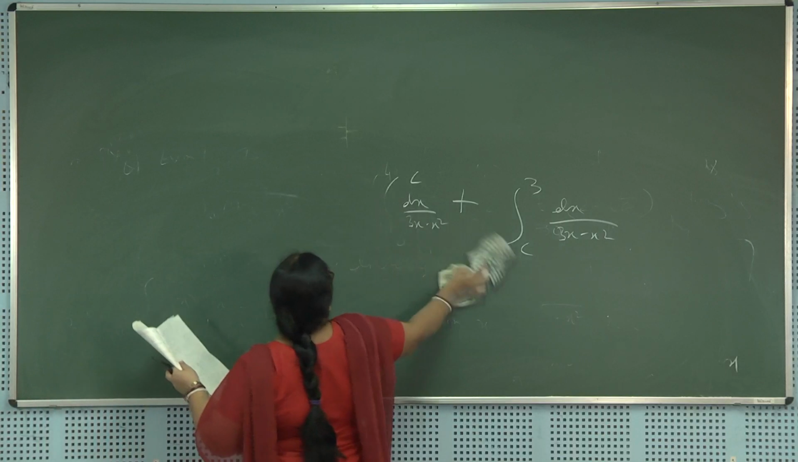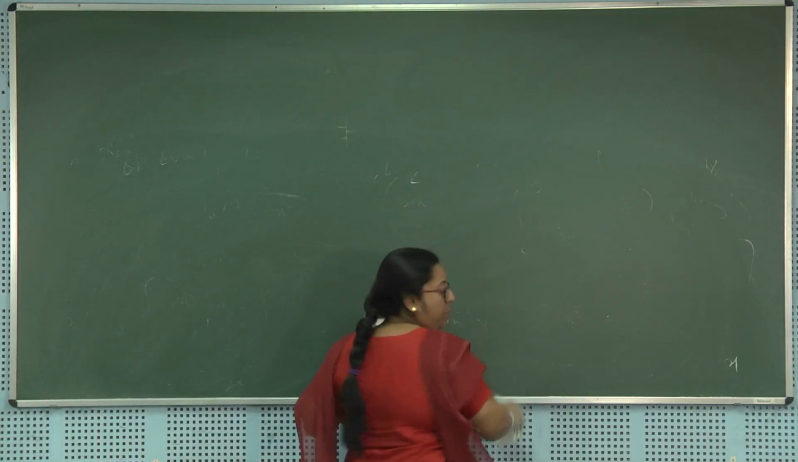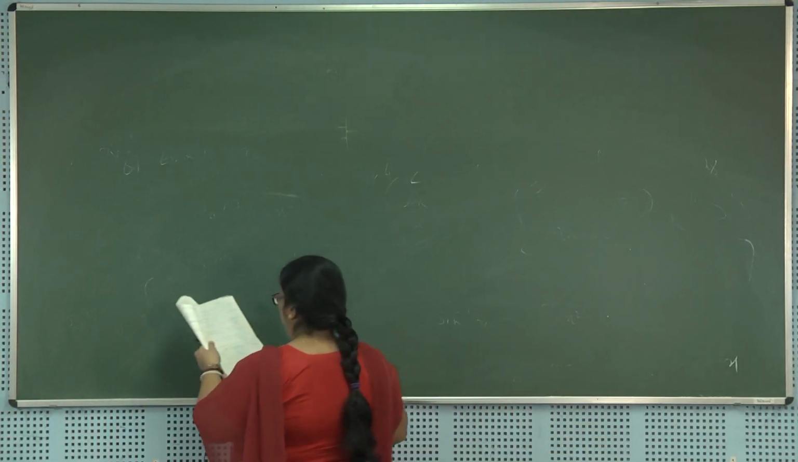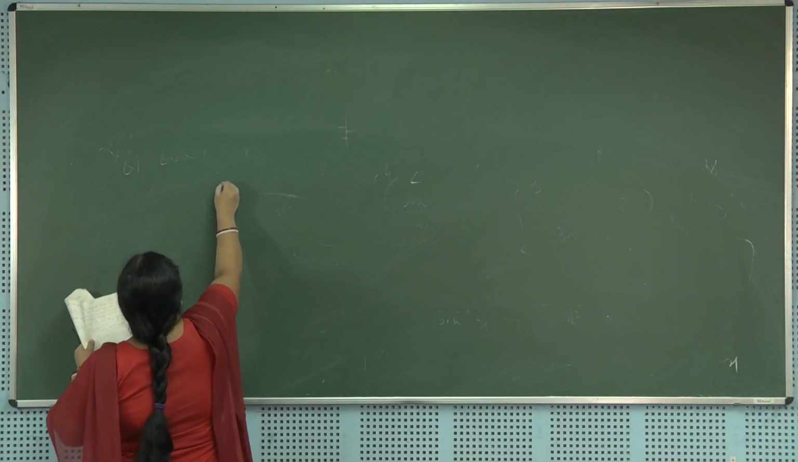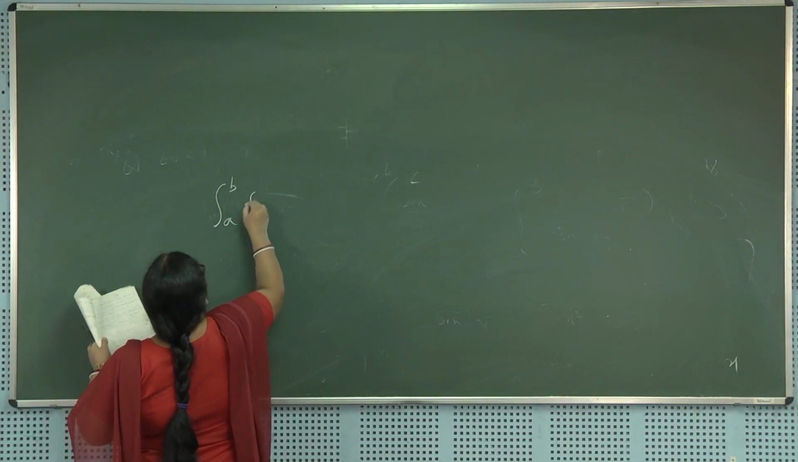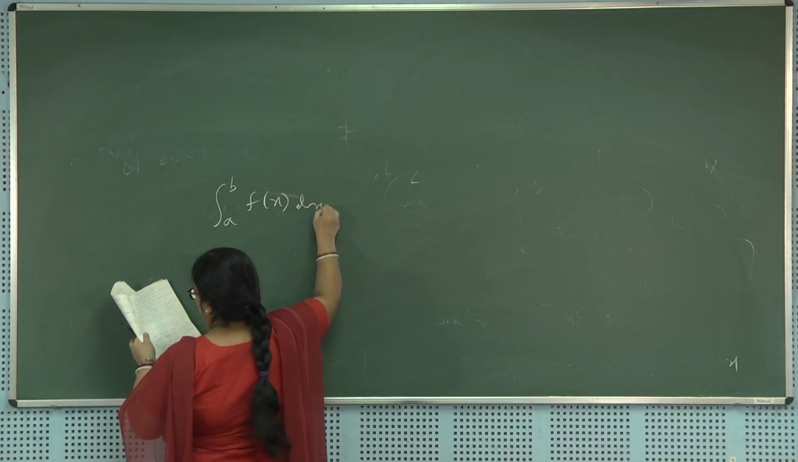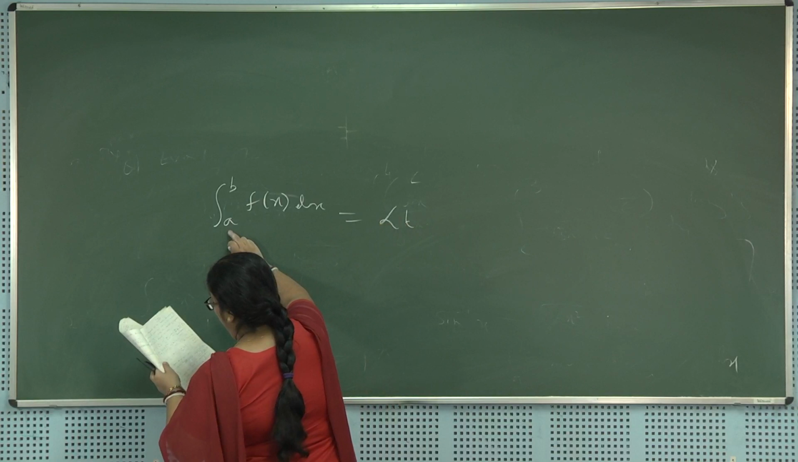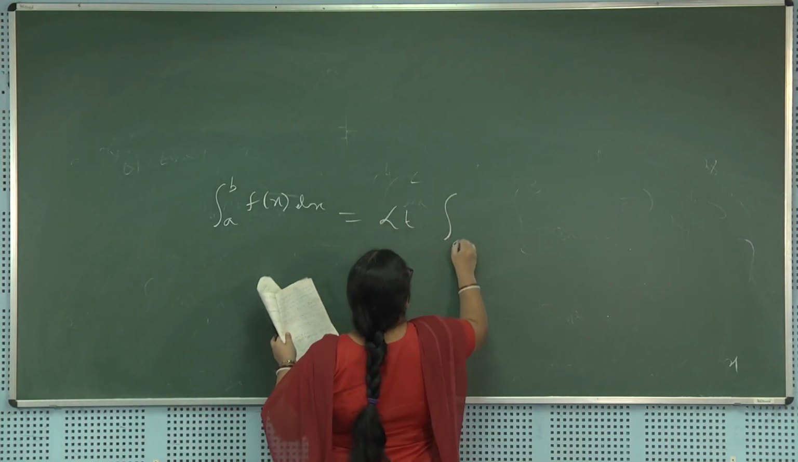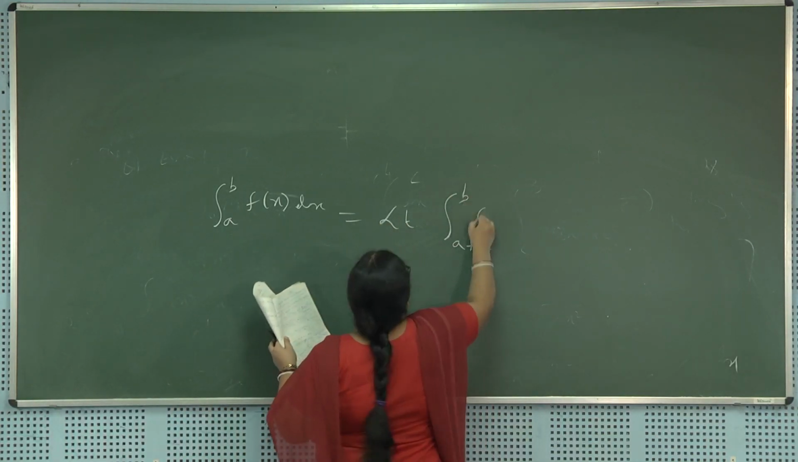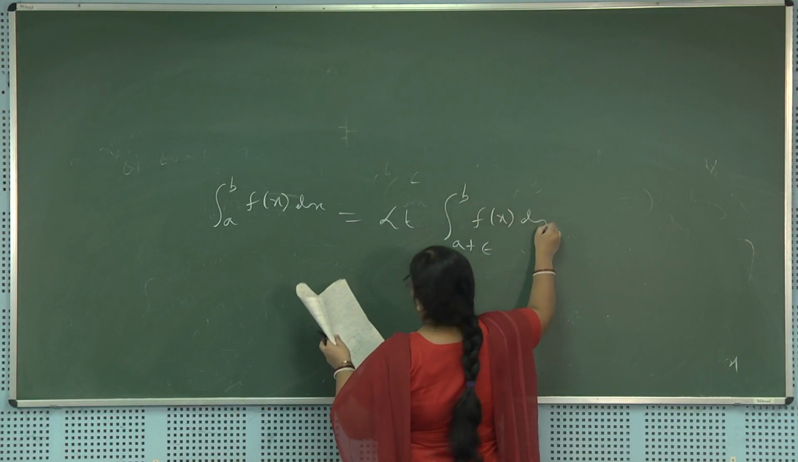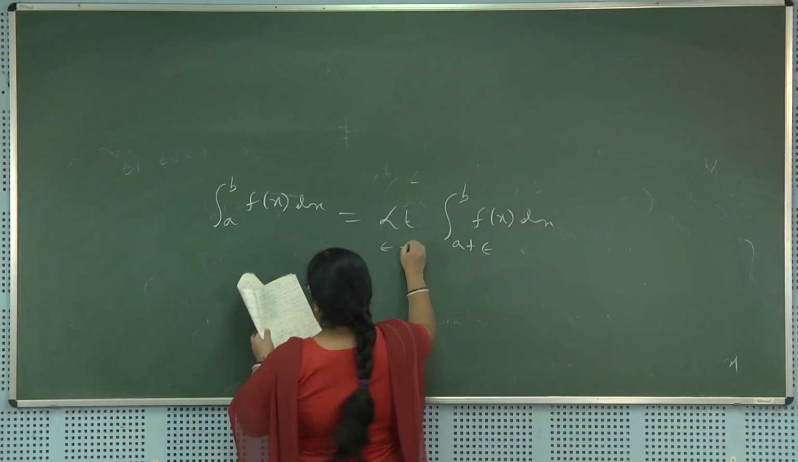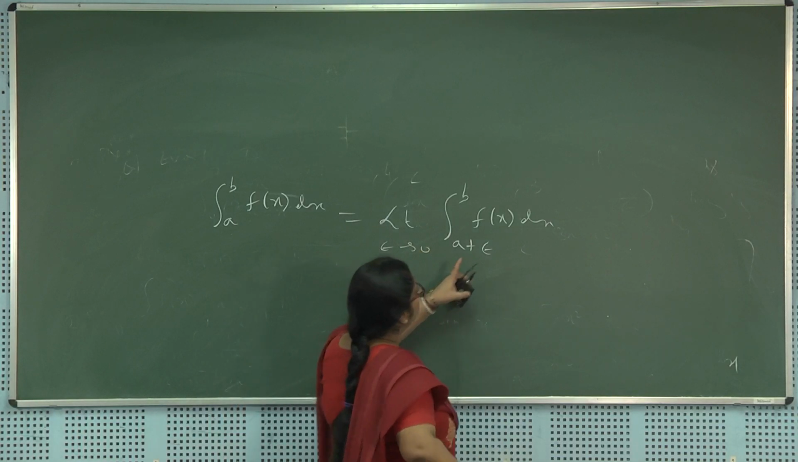So, basically that means up till so far what we have done, it suggests that whenever we say integral a to b f(x) dx, we say it is a limit. If a is the point of discontinuity, it is integral a plus epsilon to b f(x) dx, epsilon tends to 0.